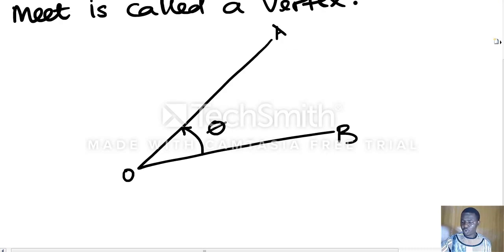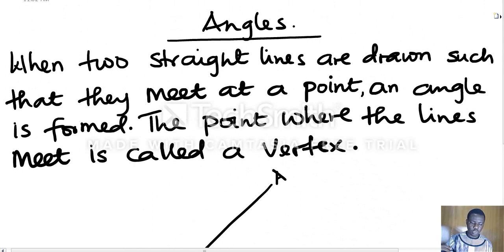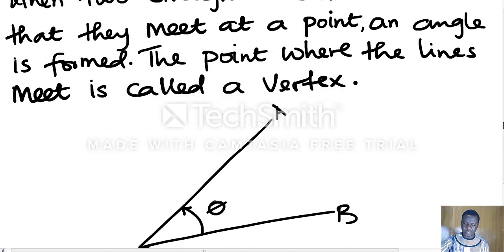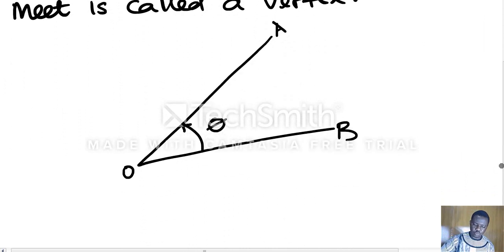Next, we look at angles. We said when two straight lines, having known what we meant by a straight line, are drawn such that they meet at a point, an angle is formed. The point where the lines meet is called a vertex. So for example, we have two straight lines OA and OB, and the distance between both of them is referred to as the angle, and the point where the angle lies is what we refer to as the vertex.